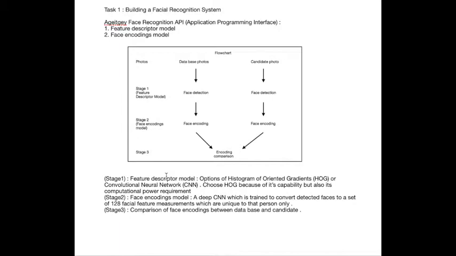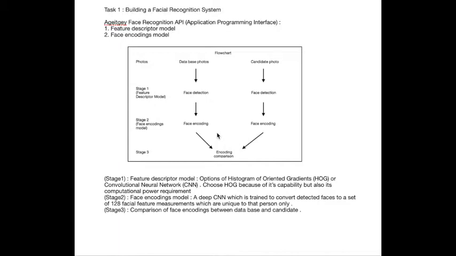After detection in stage 1, we can then move on to stage 2. In stage 2, the face encoding process is done with the help of our face encodings model. The face encodings model is a trained deep convolutional neural network that converts the detected faces in stage 1 to a set of 128 facial feature measurements which are unique to that person only.